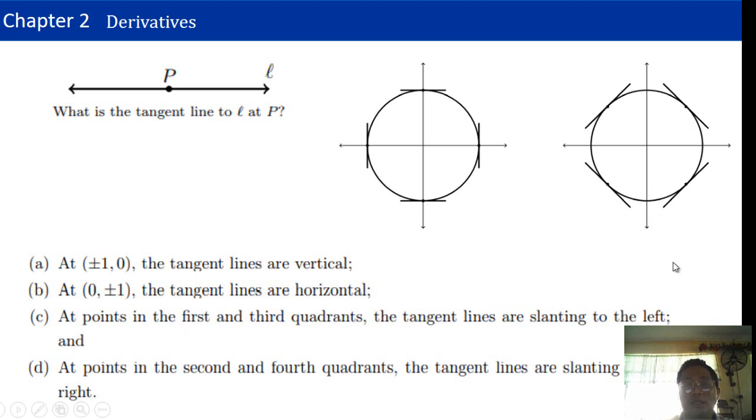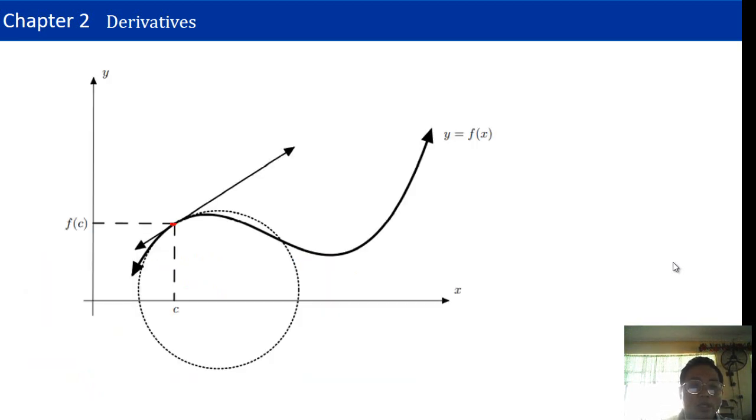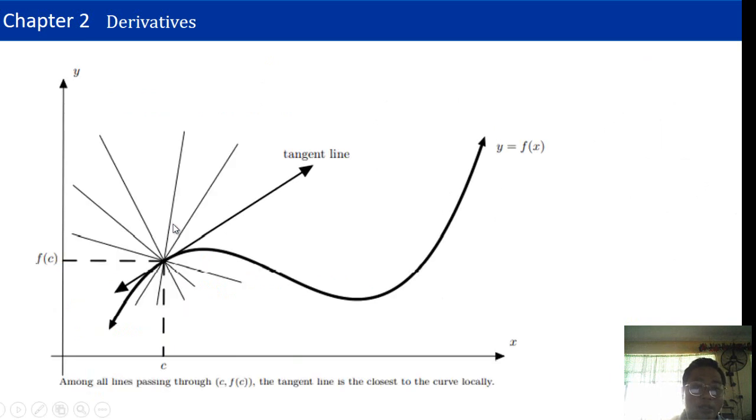So, when we say tangent line, dumaan sa isang point. Pero kung ang curve ay recurring, that means mag-intersect siya at many points, at least 2 points. So, say for example, this is point P in here. So, ito yung tangent line, this is the point of tangency. There are a lot of points actually that intersect to that point, but there is only one tangent line that passes to that point. Among the lines passing through f of c, the tangent line is the closest to the curve locally.